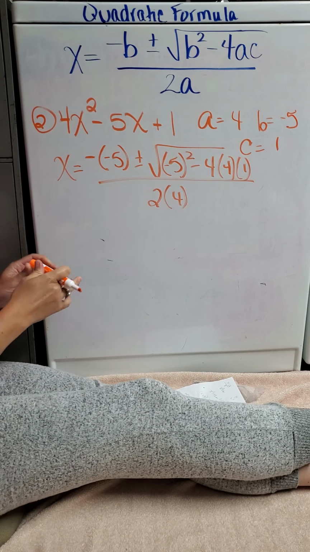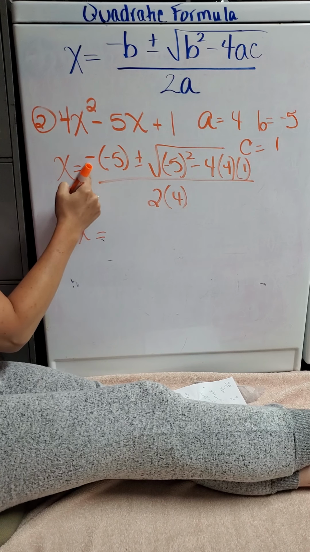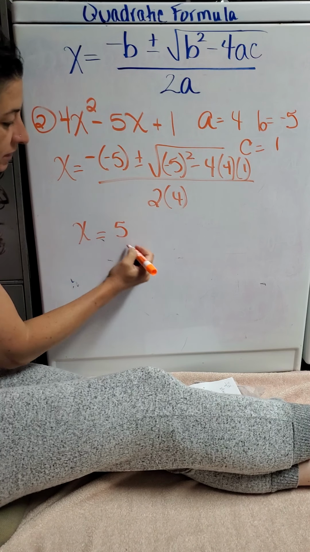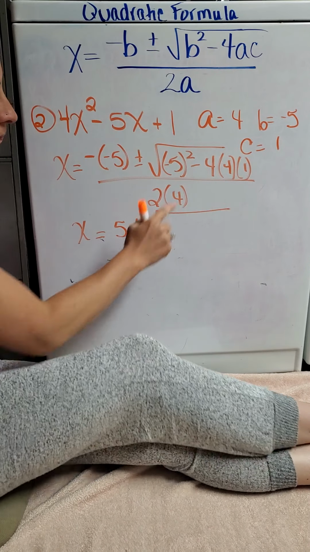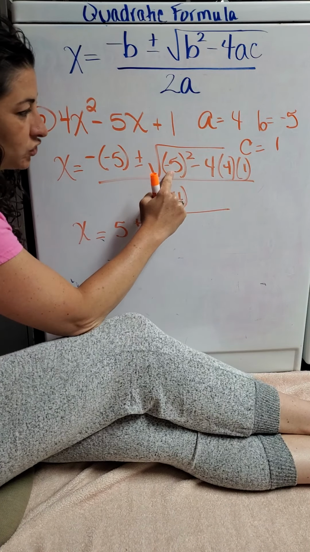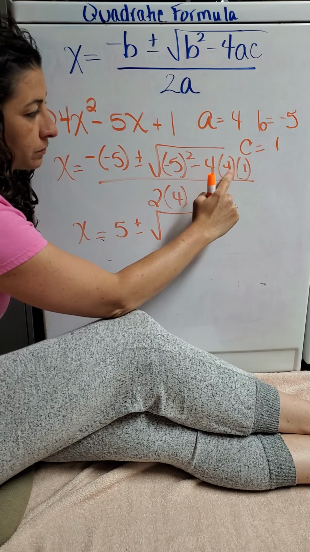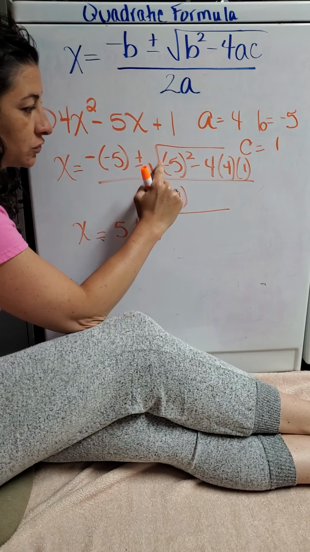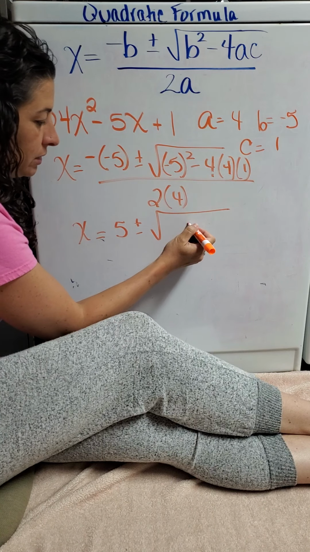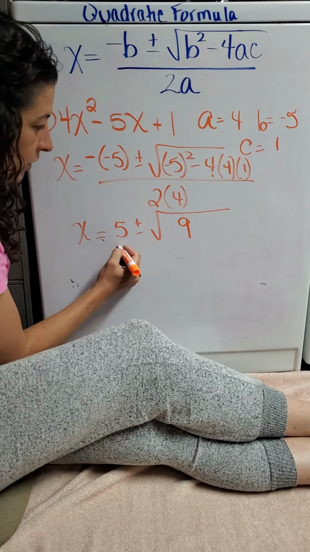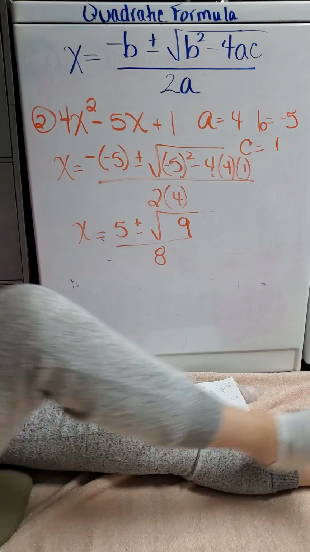Okay? Now we're just going to do some math over here. So I have x equal to negative times -5 becomes +5, plus or minus, and then the square root of -5 squared is 25, minus 4 times 4 is 16, times 1 is still 16. So 25 minus 16 is going to give me 9, all over 2 times 4 is 8.